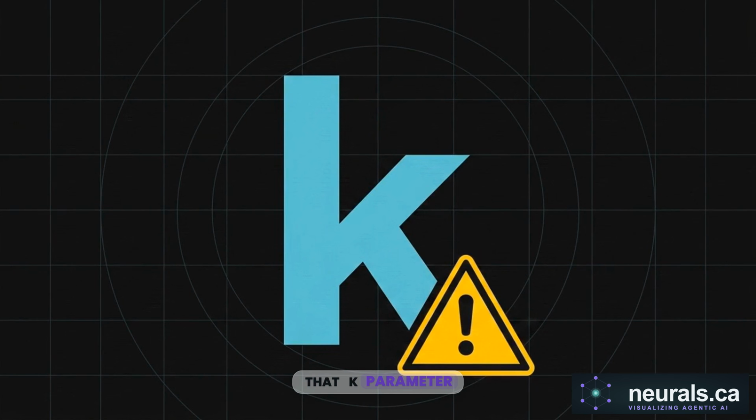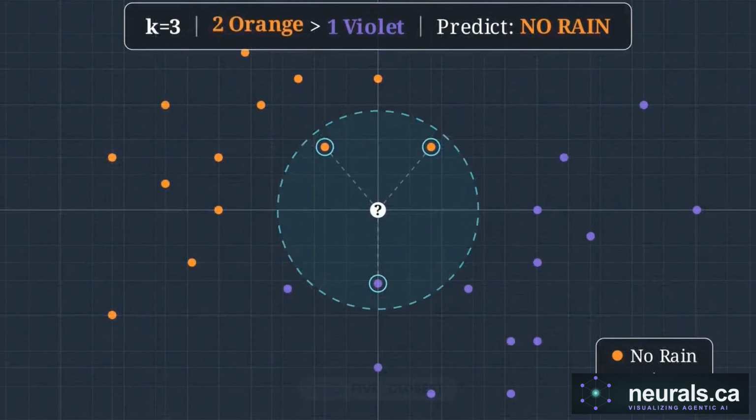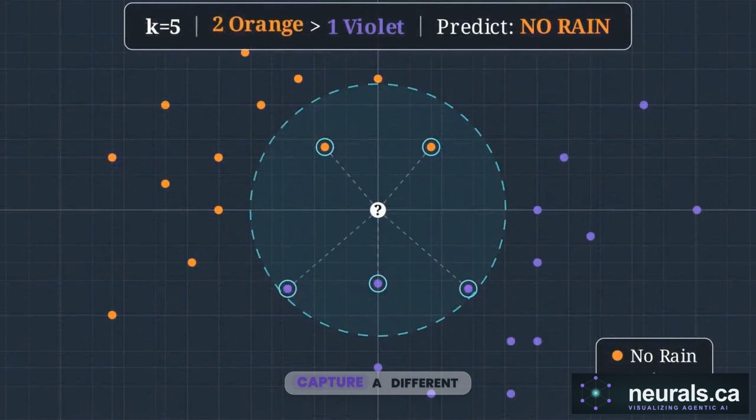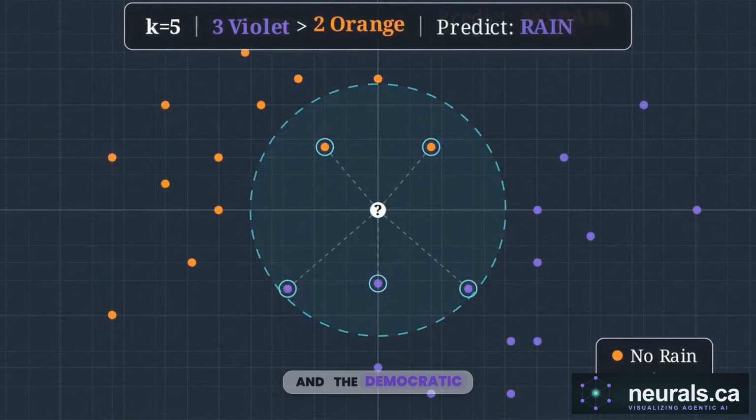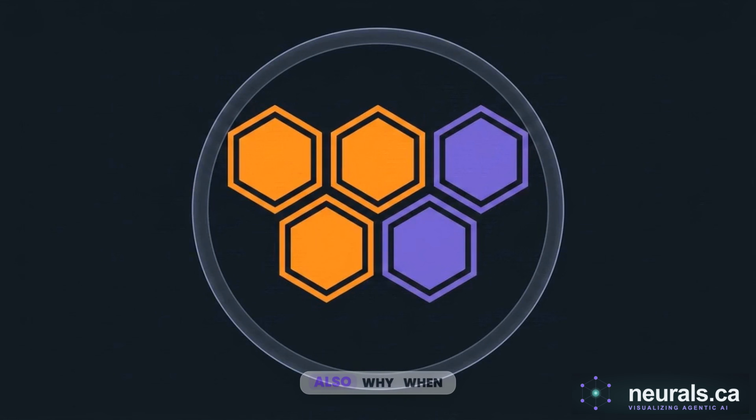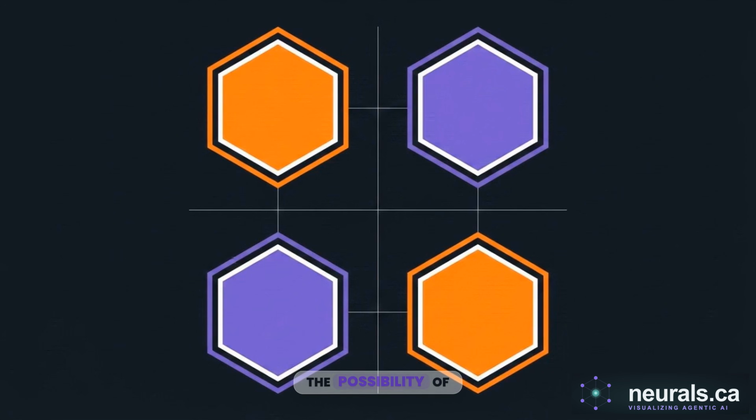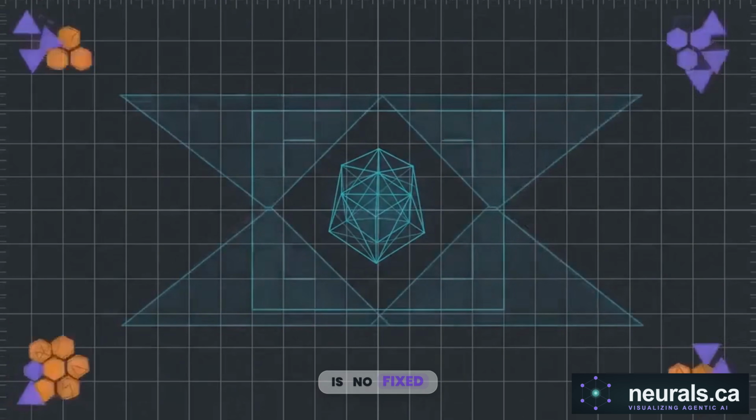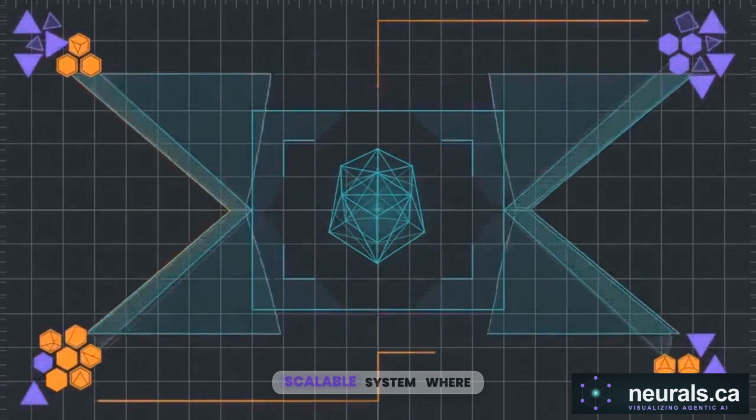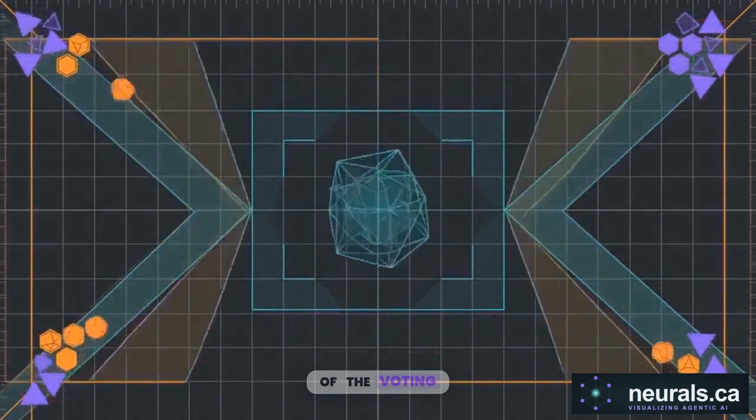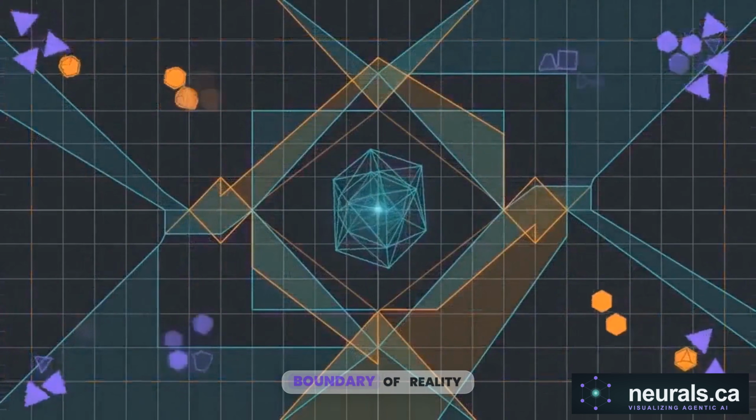But that k parameter is a major vulnerability. If we expand the boundary to look at the 5 closest points instead, we capture a different set of neighbors, and the democratic vote could easily flip to rain. This voting mechanism is also why, when deciding between two categories, k must always be an odd number. Choosing 3, 5, or 7 permanently eliminates the possibility of a tie. There is no fixed equation here. It is a highly scalable system where altering the size of the voting constituency shifts the boundary of reality.